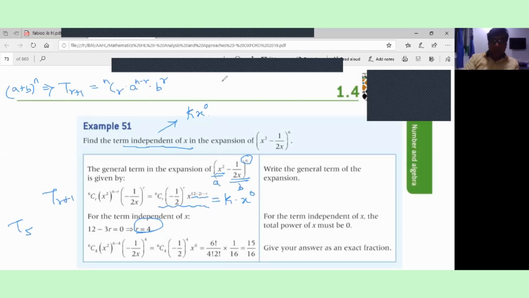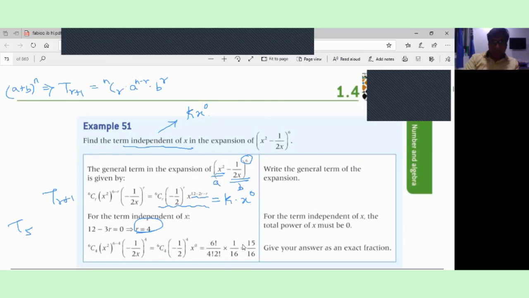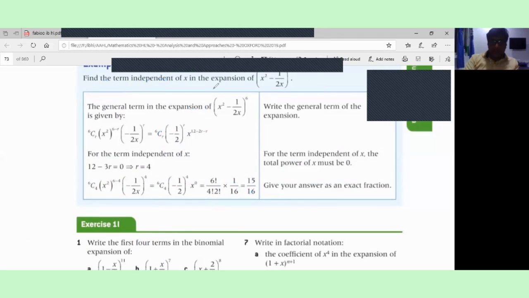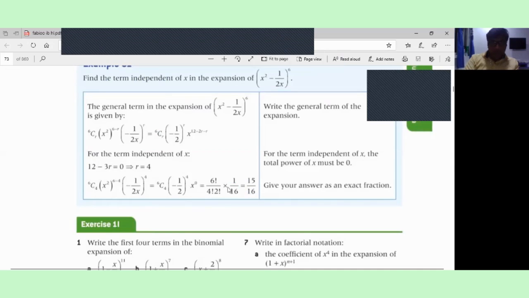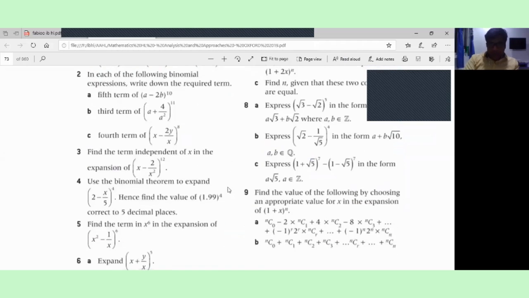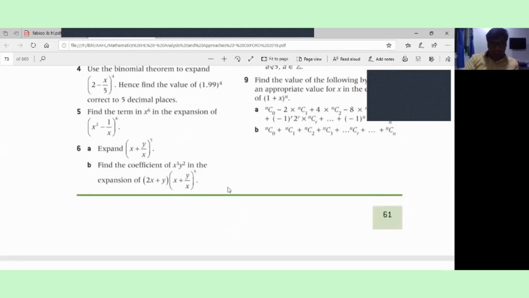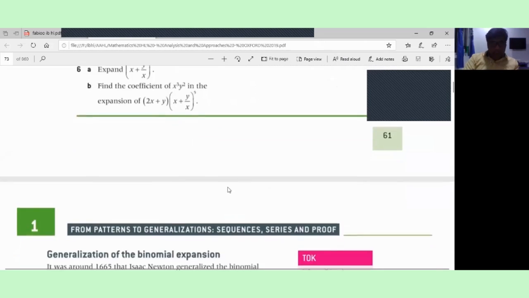So in this way, we can have all these expansions. This is easy stuff. I don't think there's something that is difficult. This is the basic thing, right? Okay, this is a good question.